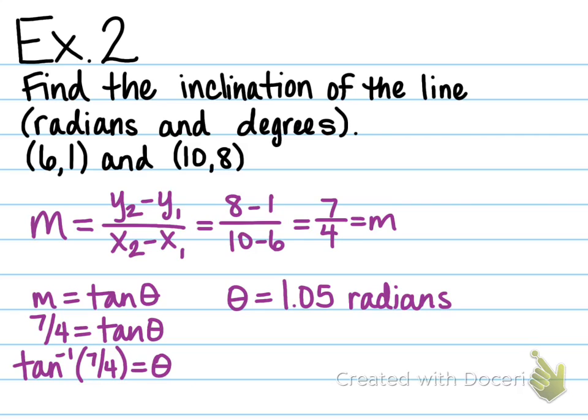Then you just need to change the mode in your calculator to degrees and go back and hit enter and recalculate inverse tangent of 7 over 4. And you'll get that in degrees it's 60.26 degrees.